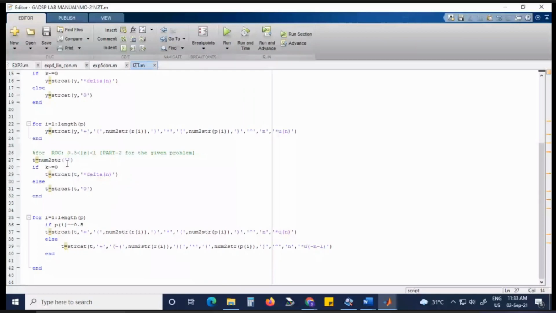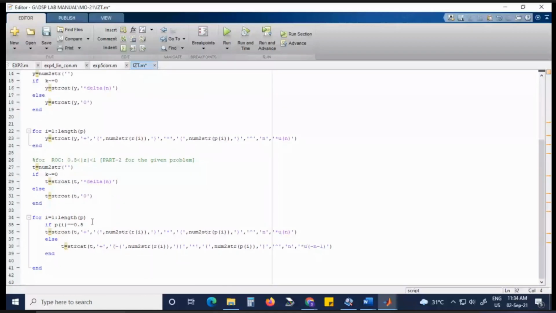So again the same process, and then there are two conditions. One is the causal sequence un, and another is the non-causal sequence u of minus n minus 1, for the poles which do not lie.